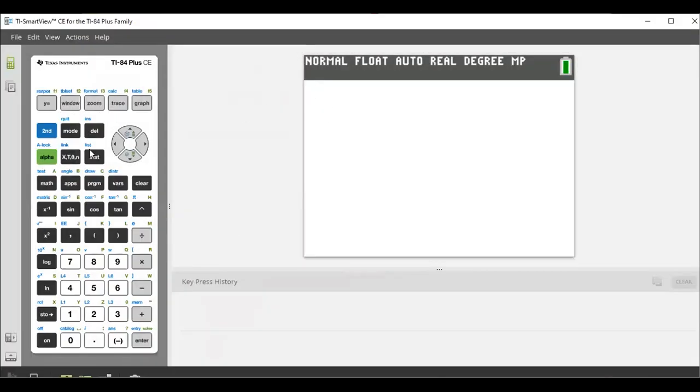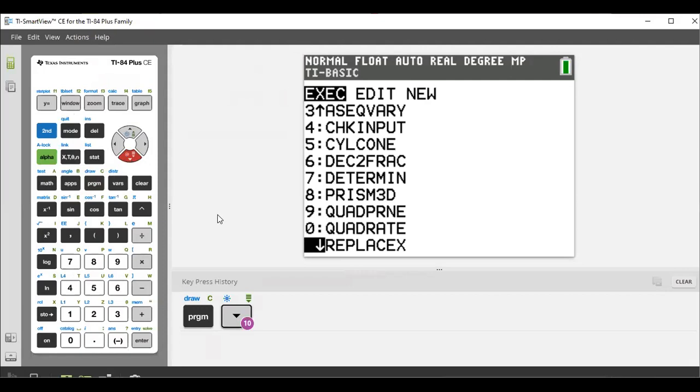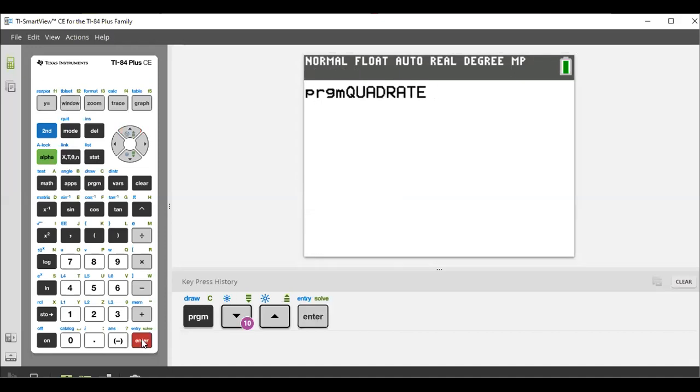Now, once I know I'm dealing with a quadratic, I'm going to go to the quadratic program. It's called QUADRATE. If you have the 84 Plus or the 84 Silver Edition, you would use something called a quadratic. It's slightly different, but they basically have the same functionality. The QUADRATE program is a little bit more flexible in that you can enter fractions and decimals, because the TI-84 CE has a little bit more bandwidth on the screen that you can use. So that's the only difference. But anyway, it would be the QUADRATE, press enter.